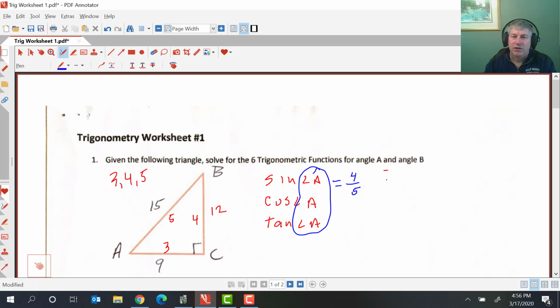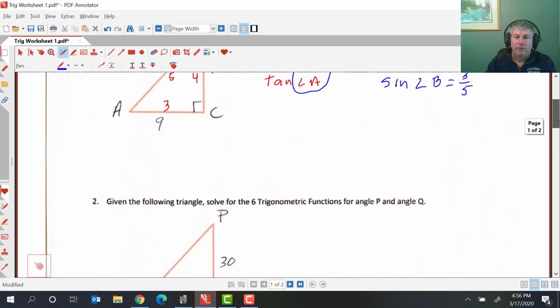And then your reciprocal functions: the reciprocal of sine is cosecant, and I did it again, so cosecant of angle A is 5 over 4. Okay, and so forth. I'm not going to run through all of those, but make sure you indicate what angle you're working from. So when you move on to angle B, if we're working from B as our reference angle, opposite over hypotenuse, the sine of angle B is 3 over 5. Make sure you indicate the angle that you're working from.